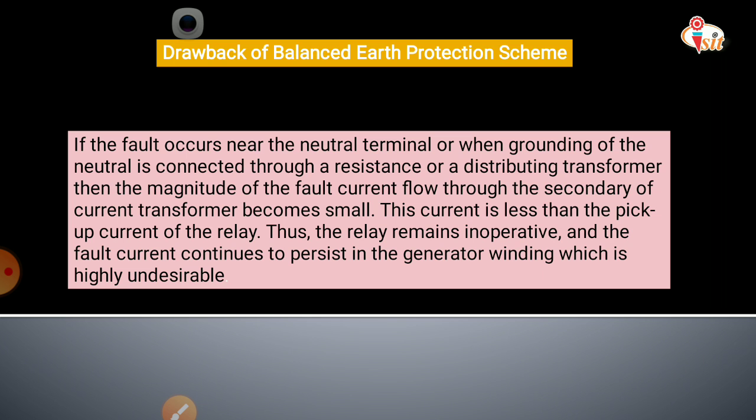हे कधी जर न्यूट्रल पॉईंटच्या नियर असेल आणि पिकअप व्हॅल्यूपेक्षा जर कमी करंट फ्लो होत असेल तर त्या कंडिशनला हा काय असेल, ड्रॉबॅक असेल. So this is the third type of protection used for the protection of the alternator.